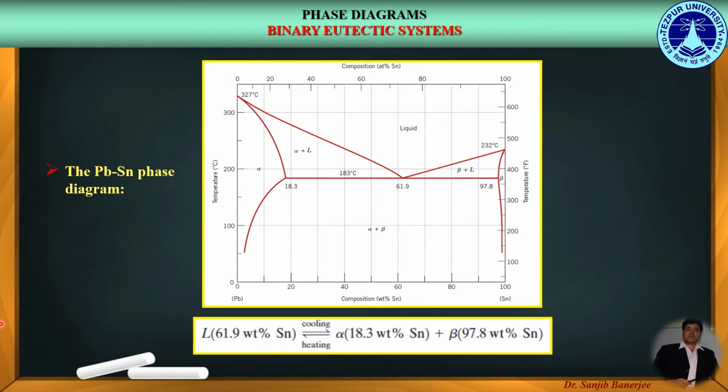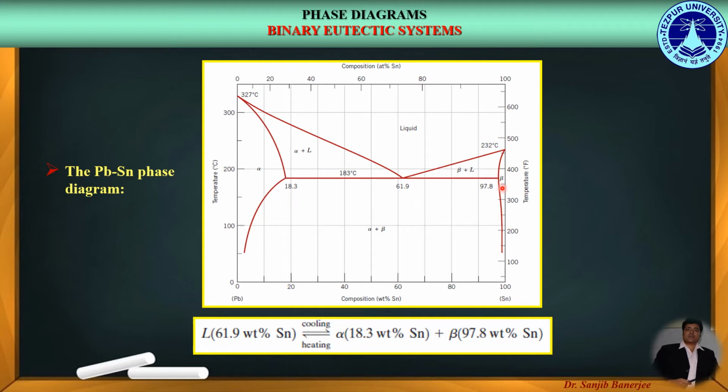Here we can see that the lead-tin phase diagram is another example of a binary eutectic system. Here the melting point of pure lead is 327 degrees centigrade, while for pure 100% tin the melting point is 232 degrees centigrade. Alpha is the uniform solid solution of tin in lead, while beta denotes the solid solution of lead in tin.